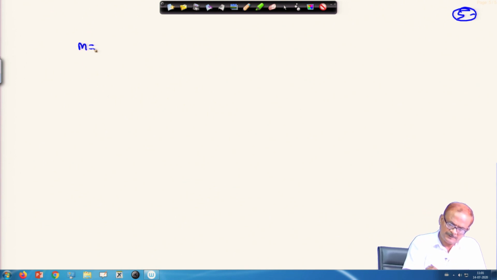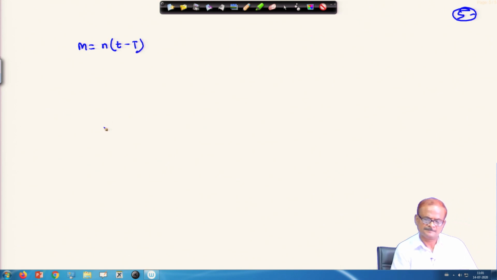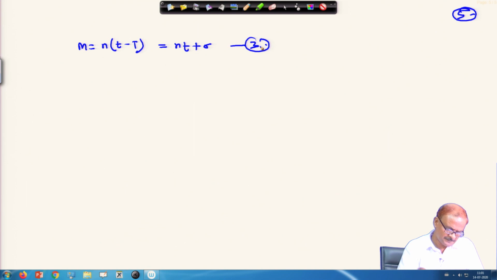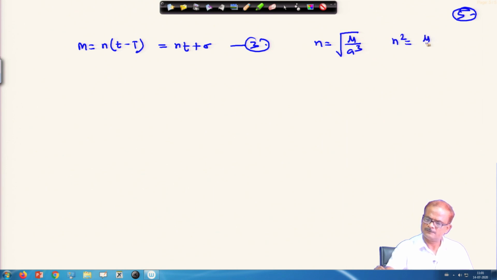And also we have M equal to n times t minus tau, which can also be written as n t plus sigma, as we have written earlier. So this is our third equation, and n equal to square root of mu by a cube, or n squared equal to mu by a cube. These are some of the information we can use to solve this problem.